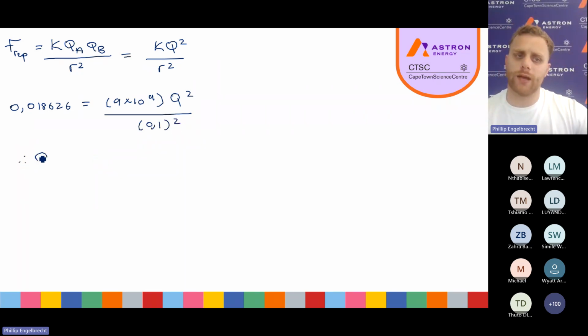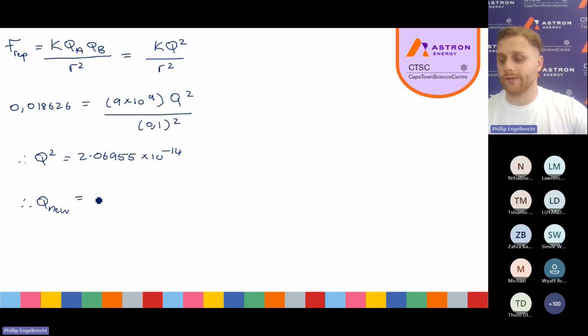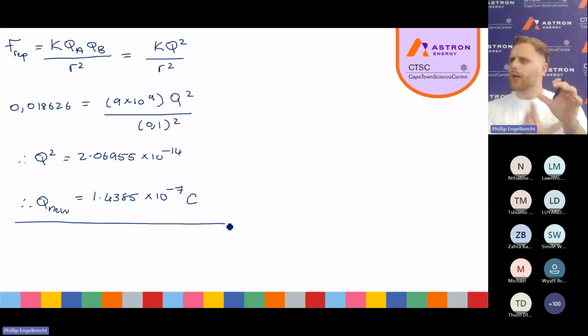You do basic algebra and you get that Q squared is equal to 2.06955 times 10 to the power of negative 14. So therefore Q, or the new charge of B and C, is equal to 1.4385 times 10 to the power of negative 7 coulombs. Bam. Are we all up to date with this?